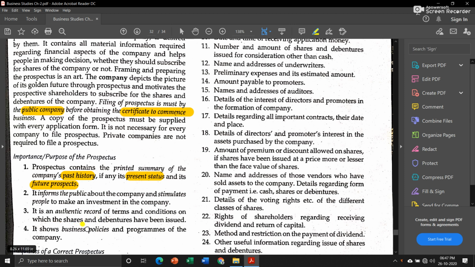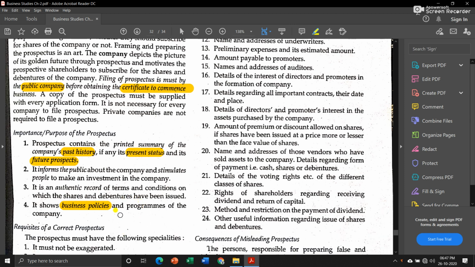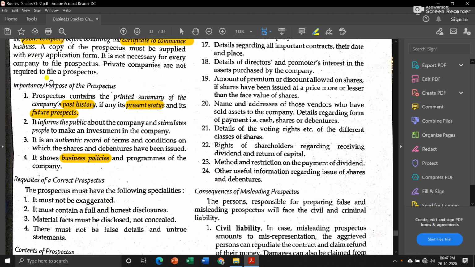It shows business policies, means all the business policies and programs will be mentioned. If the company is running any social development programs or any other kinds of programs, then they will also be mentioned in the prospectus. All these things are given in the prospectus just to show the good side or good face of the company. Then requisites of a correct prospectus, means what a correct prospectus should contain.